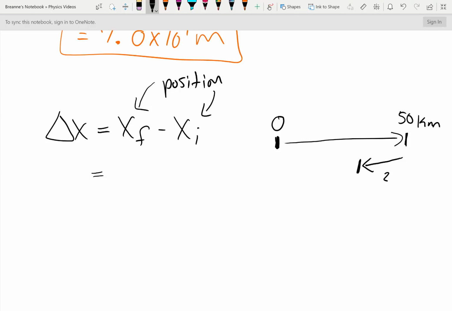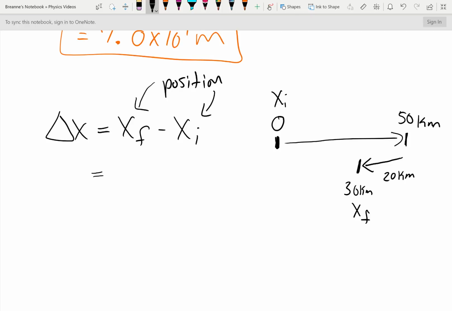So we moved 20 kilometers west. So what mile marker would we end up at? We started at 0, we went to 50, but we had to go back 20. So the mile marker you would be at is 30 kilometers, because this would be our initial position and this would be our final position.